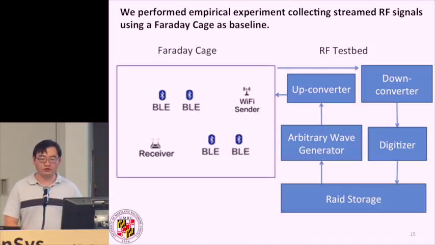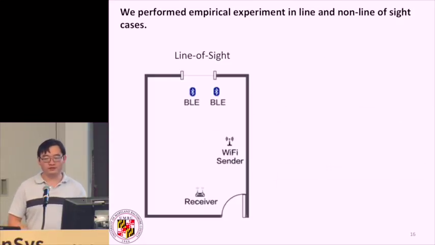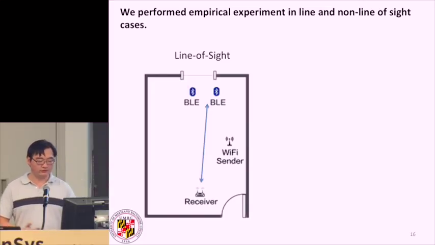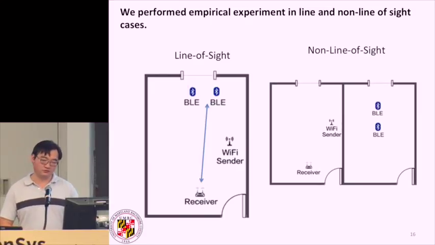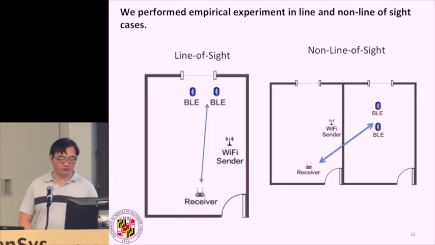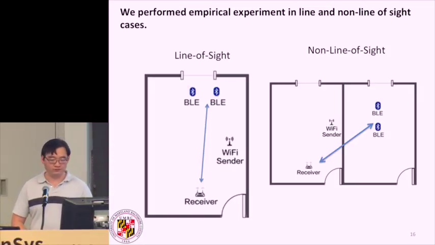So we did a control or a base case. It's a Faraday cage. We removed the interference from our environment, and we have multiple Bluetooth and Wi-Fi devices in the same bed, and we were able to capture that. We also performed this in line of sight, and it's very similar. We just moved the Bluetooth at different ranges, and we also did it in non-line of sight, which is they were just in two different rooms, and we were able to move the distance between the Wi-Fi and Bluetooth devices at different distances.